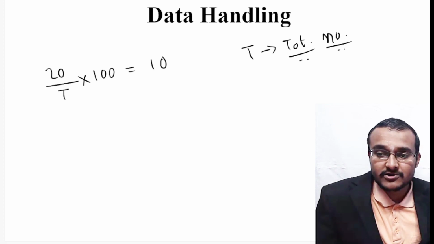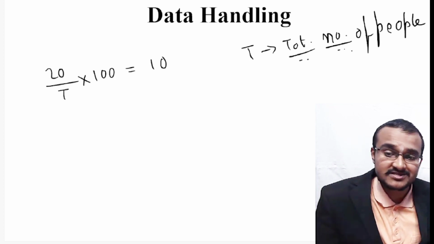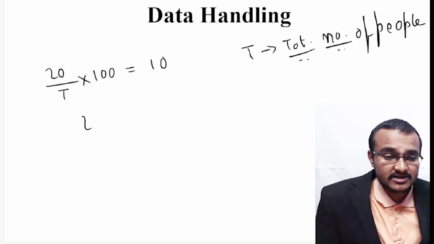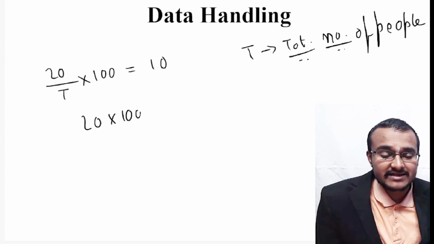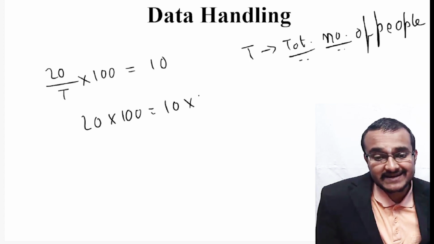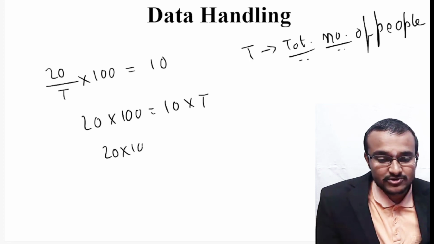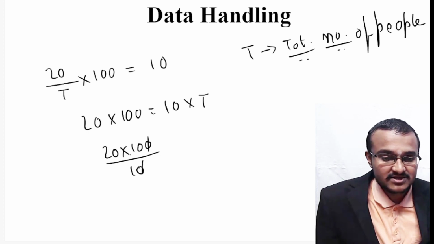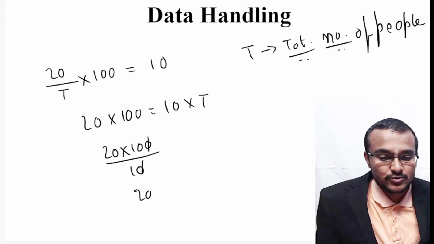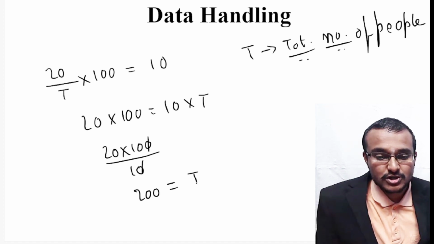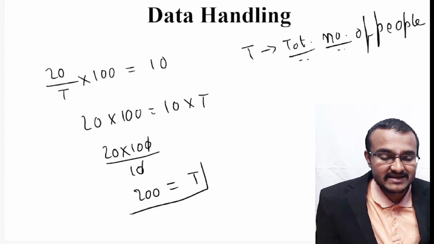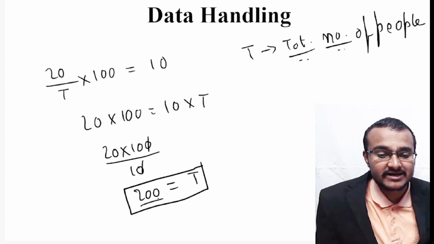The total number of young people involved in this survey is what we have to find. When you bring the t to the RHS, it becomes 10 into t. Here it is 20 into 100. Bring this 10 to the LHS, so that goes to the denominator. So 20 into 100 divided by 10. The zeros get cancelled, 2 into 10 will be 200. So the total number of people in this survey is 200.